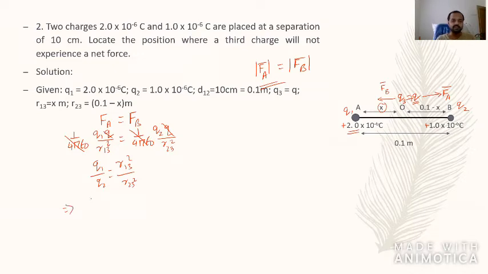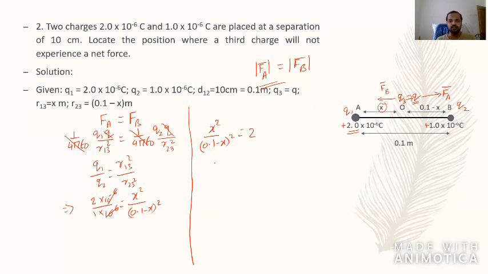So this implies we have 2 into 10 raised to minus 6 divided by 1 into 10 raised to minus 6 equal to x square divided by 0.1 minus x the whole square, right? So let us make a bifurcation. Now we'll start off here. You can see that 10 power minus 6, 10 power minus 6 gets cancelled. So we have x square divided by 0.1 minus x whole square is equal to 2.